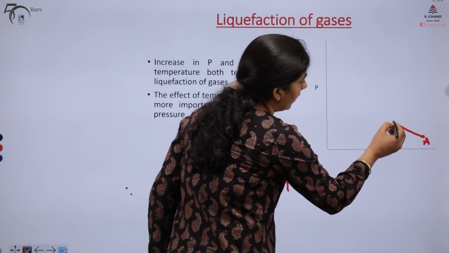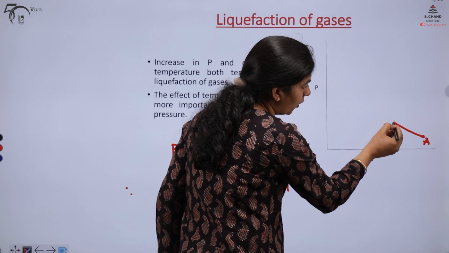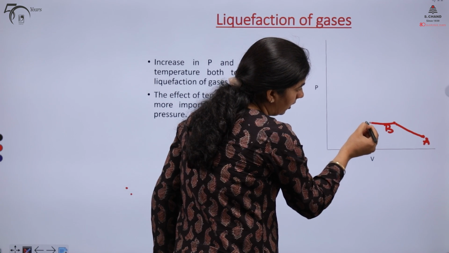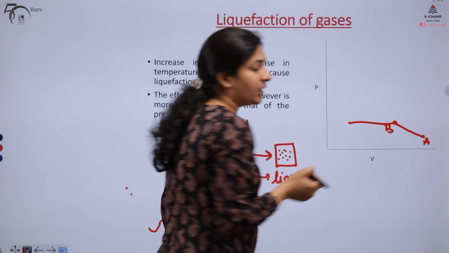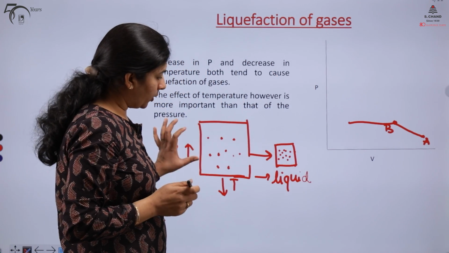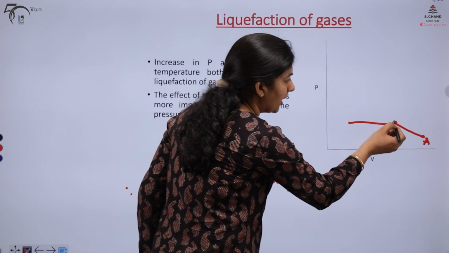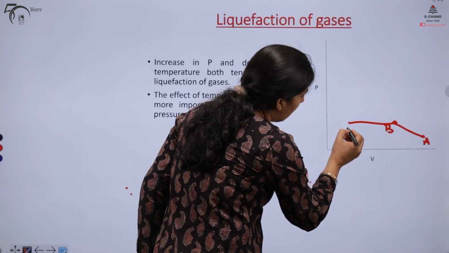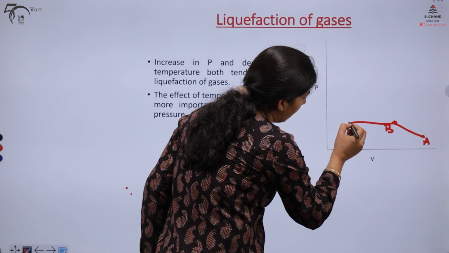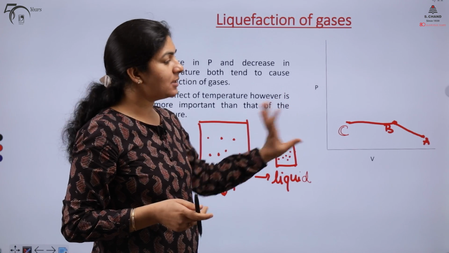Now at this point, if I further increase the pressure, what will I observe? At this point, the gas will turn into liquid. Just now I explained that upon increasing the pressure, gases tend to liquefy. Now up to point C, what do I have? I have both liquid as well as gas.